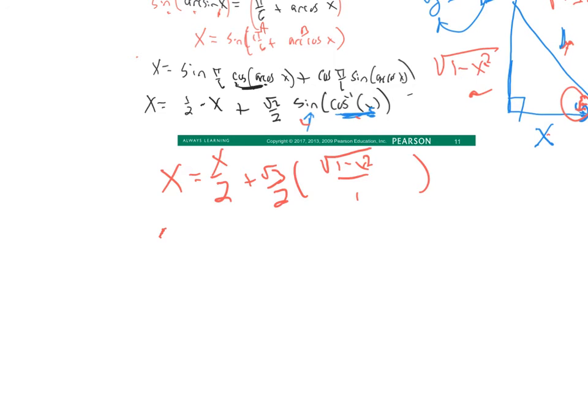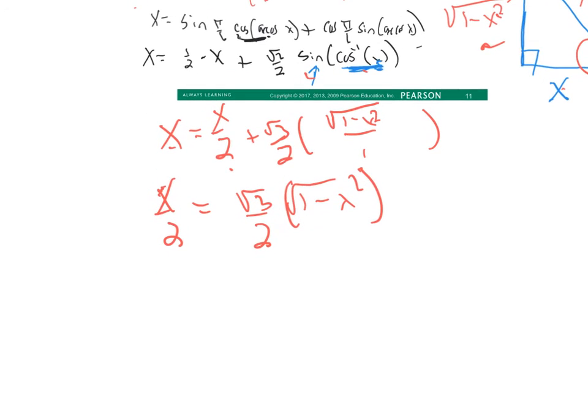So I can take this x over 2 and take it over here. x minus half of x is x over 2, which is equal to the square root of 3 over 2 times the square root of 1 minus x squared.